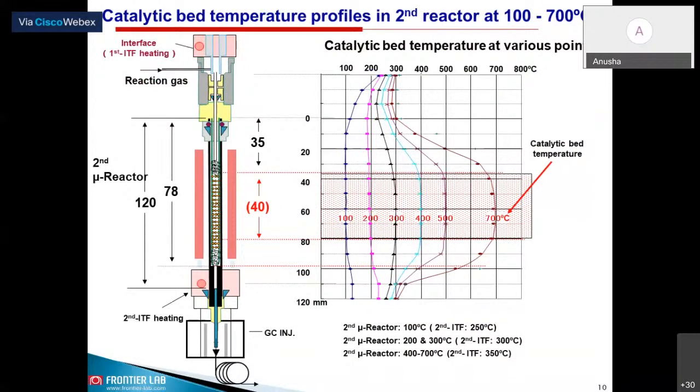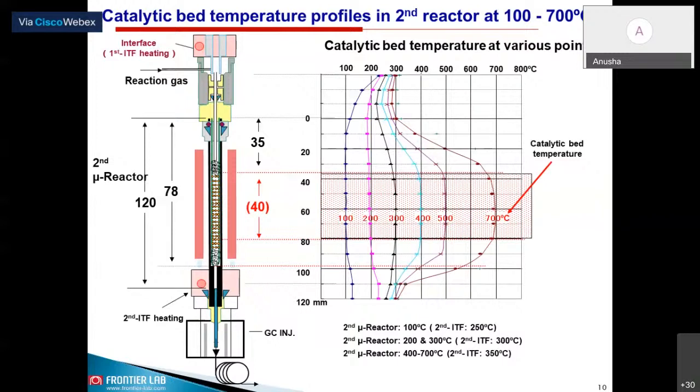As I previously told you, regarding the catalytic bed temperature profiles in the second reactor of the Tandem microreactor, here you can see the thermal profile of the catalyst reaction tube inside the second reactor, between 100 and 700 degrees, clearly shown in the curves on the right side. The temperature variation is only across that 40 mm length of the catalyst bed.